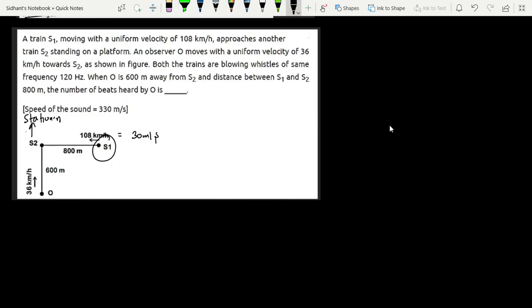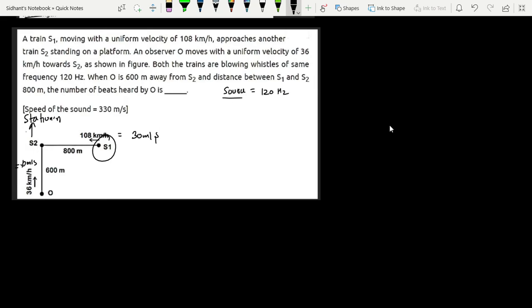And simultaneously, what is happening? An observer. So there is an observer here on this particular line of S2, and it is moving with 36 km per hour, which is around 10 meter per second. It is moving with the velocity of 10 meter per second towards the stationary train S2, right? Both the trains are blowing whistles at the same frequency. So Lohit, the source frequency that is given out, how much? Both are the same, that is 120 hertz.